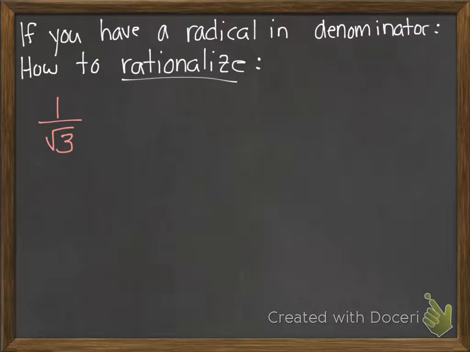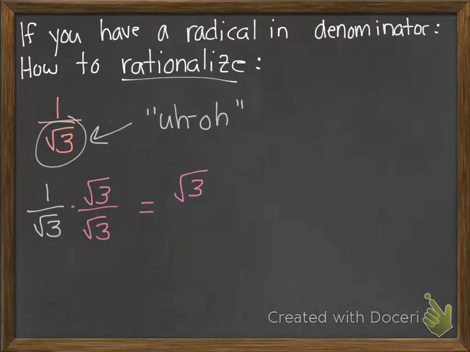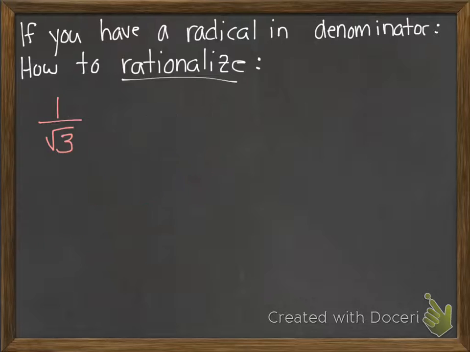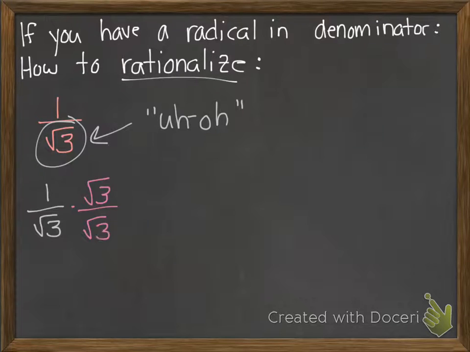Alright, now I totally made this up. I didn't make it up. But what I do is I think about my uh-oh. My uh-oh is my square root of 3. So what I do is I multiply my numerator and denominator by my uh-oh. Alright, and that's what it means to rationalize your denominator.